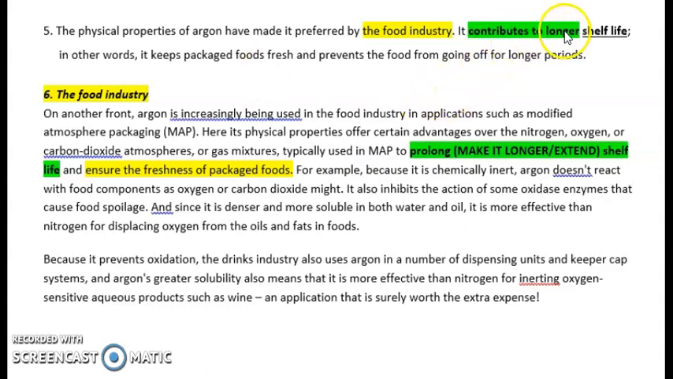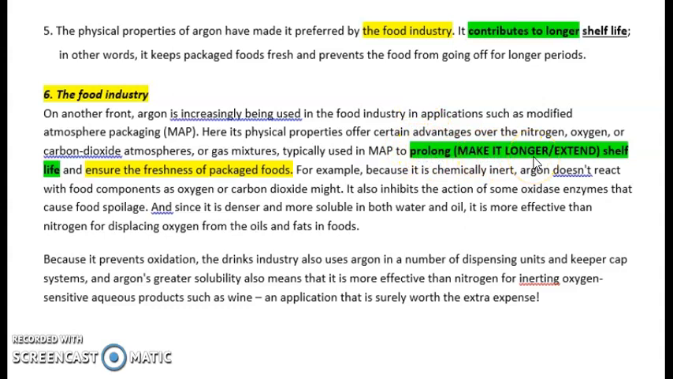It contributes to longer something, okay? So argon's physical properties offer certain advantages over the nitrogen, oxygen, or carbon dioxide atmospheres or gas mixtures typically used in MAP to prolong shelf life. Here, shelf life is given in the question, and before that you have longer. Longer is an adjective. After an adjective, you need a noun. In the reading text, you have prolong. Prolong is a verb. It means make it longer.